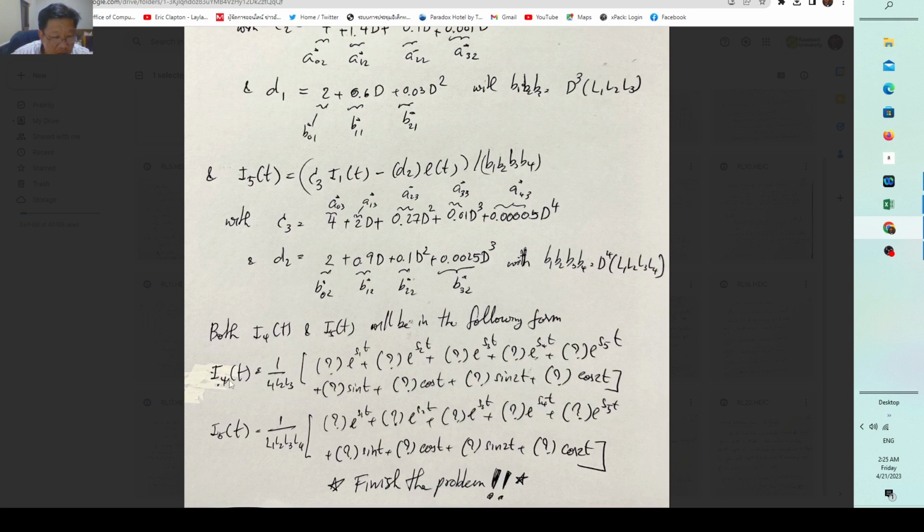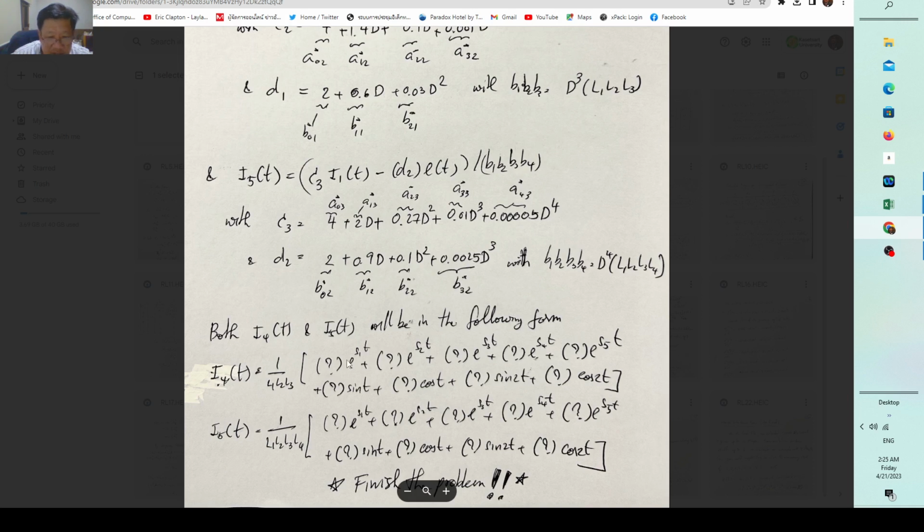Something like I sub 4(t) becomes 1 over the divisor we get out for all terms, which will be L sub 1 times L sub 2 times L sub 3. For I sub 5(t), we got 1 over L sub 1 times L sub 2, L sub 3, L sub 4.